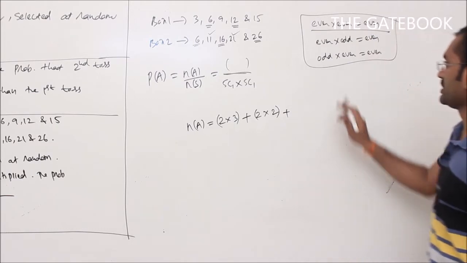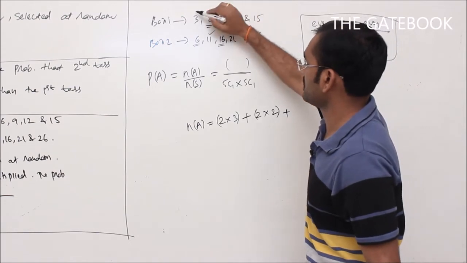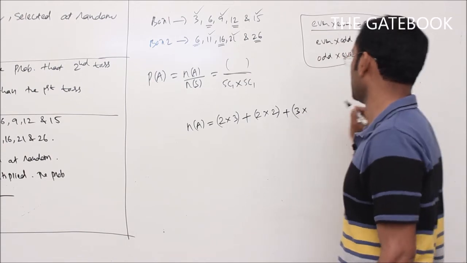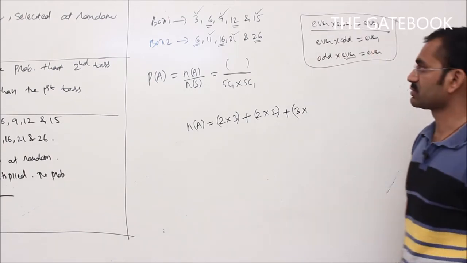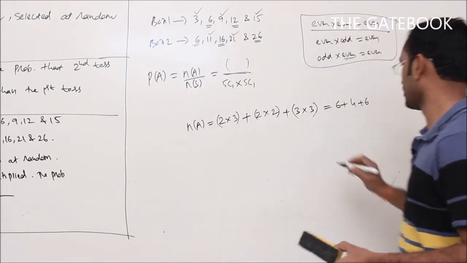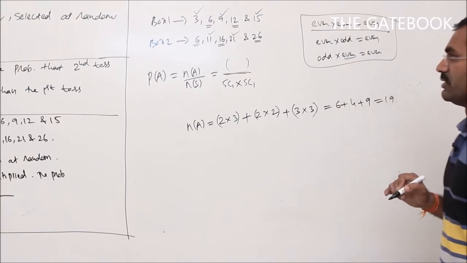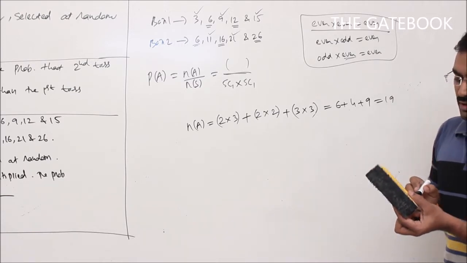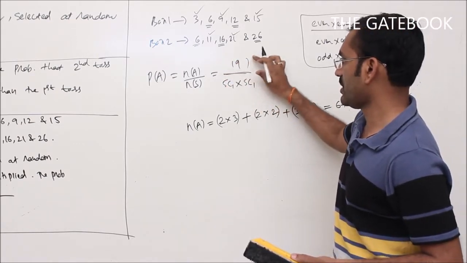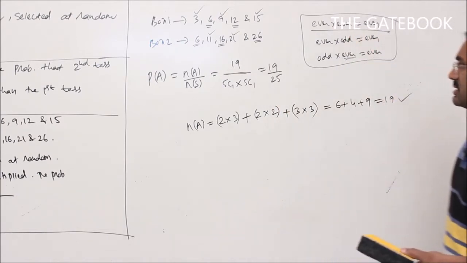Plus, next combination, odd into even. Taking odd numbers from box 1, odd numbers are 3, 9 and 15. So 3 numbers are odd. 3 into even from box 2. Even from box 2 means we'll get 6, 16 and 26, 3 even. So multiply with 3, we get 3 into 3, 9. So the total number of favorable cases, that the product is an even number, is 19. So 19 by, I can write 5 into 5 is 25. So the answer is option D.